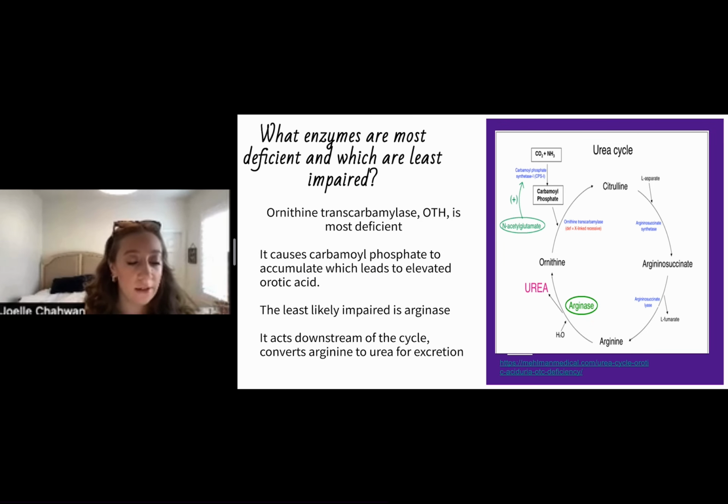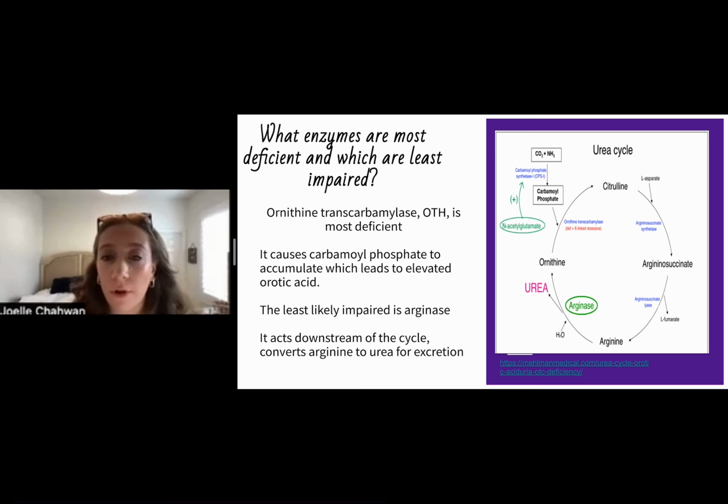So what urea cycle enzyme is most deficient in this case? It has been determined to be OTC, which is ornithine transcarbamylase. And there's just an error right here. It should be OTC, not OTH. What does it do? It causes carbamoyl phosphate to accumulate, which leads to the elevated orotic acid levels.